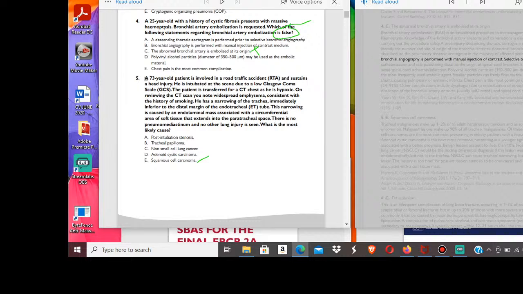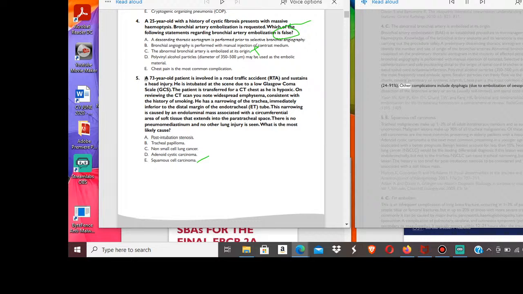Selective bronchial artery catheterization and safe positioning distal to the origin of spinal cord branches is essential to avoid spinal cord ischemia/infarction. Polyvinyl alcohol particles, 350-500 µm diameter, are the most frequently used embolic agent. Smaller particles can freely flow out via the intrapulmonary shunts, causing pulmonary or systemic infarcts. Chest pain is the most common complication.